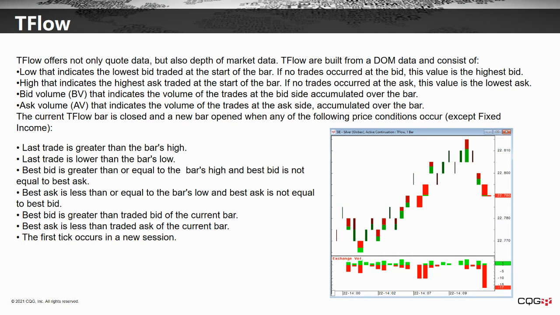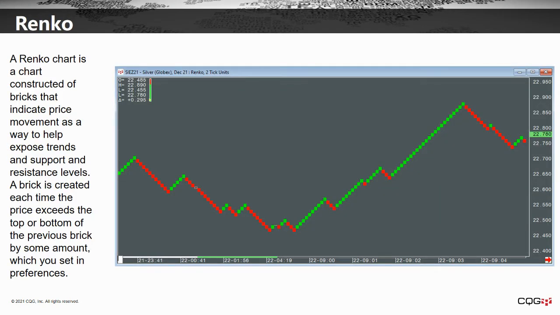T-flow charts are built from depth of market, or DOM data, and show the accumulation of trades done on either the bid or the offer until that bid-offer price relationship changes. A Renko chart is a chart constructed of bricks that indicate price movement as a way to help expose trends and support and resistance levels. A brick is created each time the price exceeds the top or bottom of the previous brick by some amount, which is set in preferences.